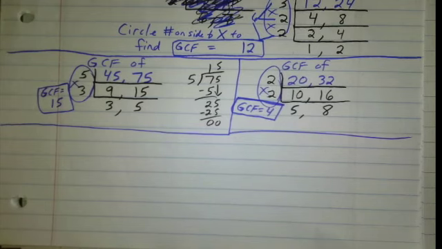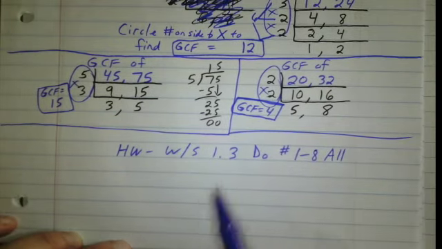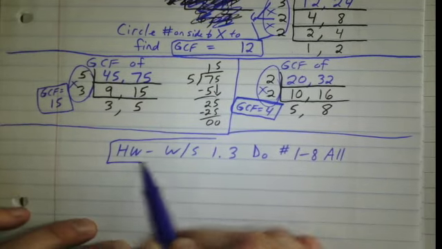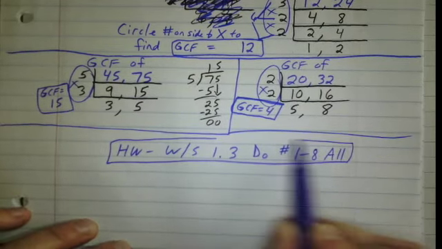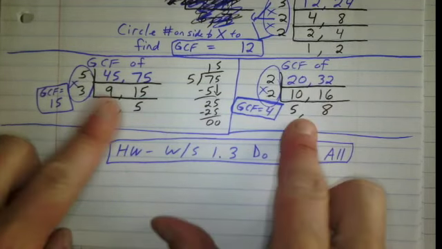I feel like it's easier, it's neat, it's kind of cool, and it's also going to lead right into least common multiple. So your homework that you need to do is worksheet 1.3. You need to do numbers 1 through 8, all. So problems 1, 2, 3, 4, 5, 6, 7, 8. Some of them are going to ask you to list all common factors, so you need to use the list method. And then some are going to ask for greatest common factor, and I want you to use the ladder method.